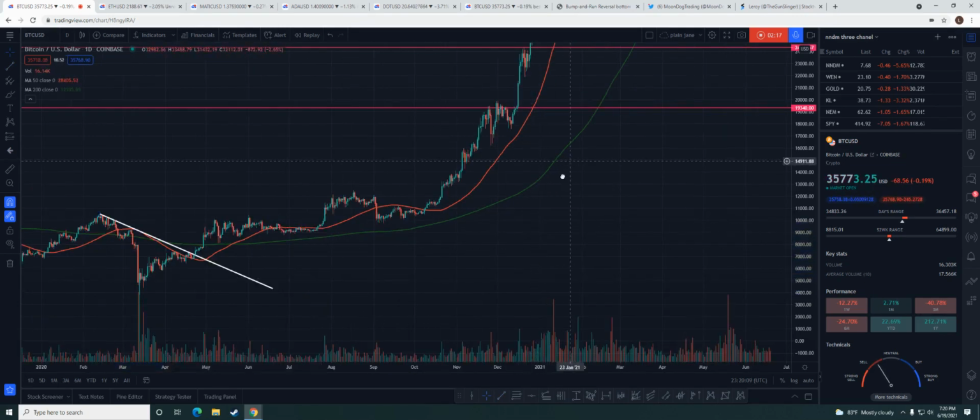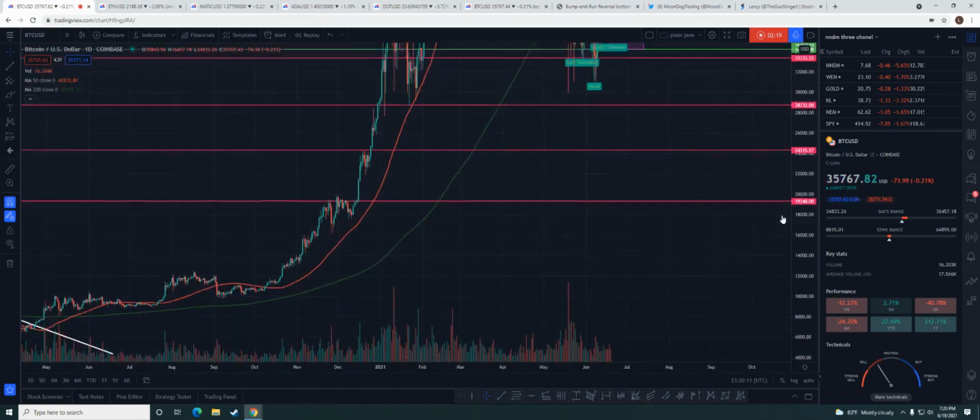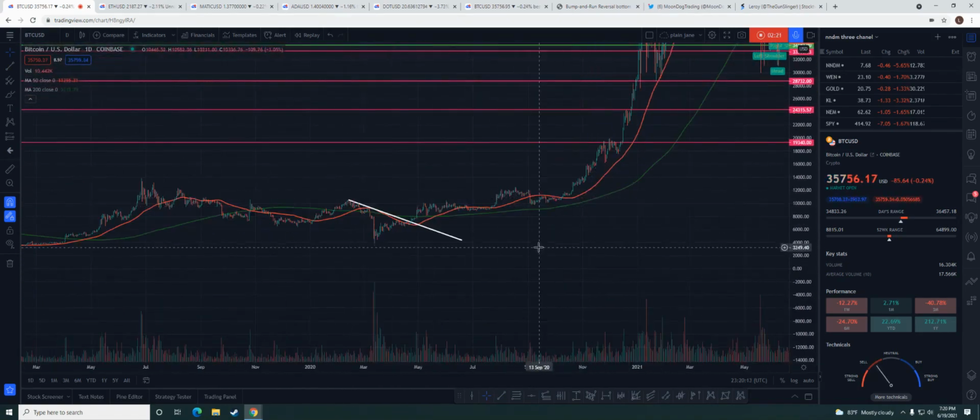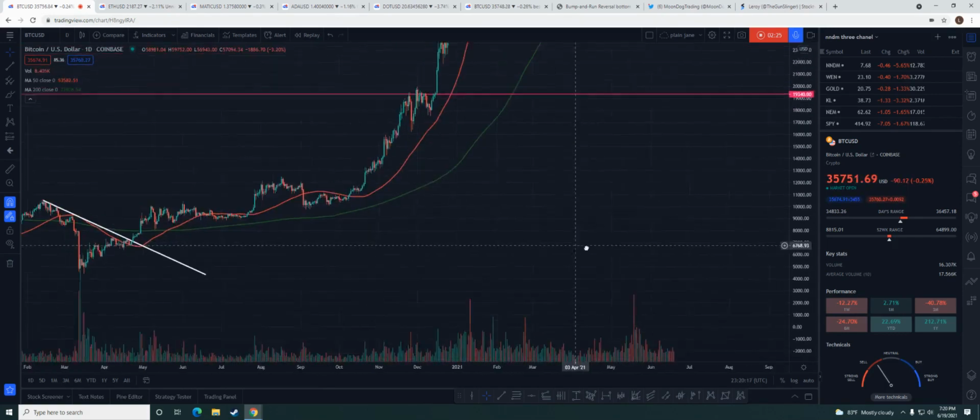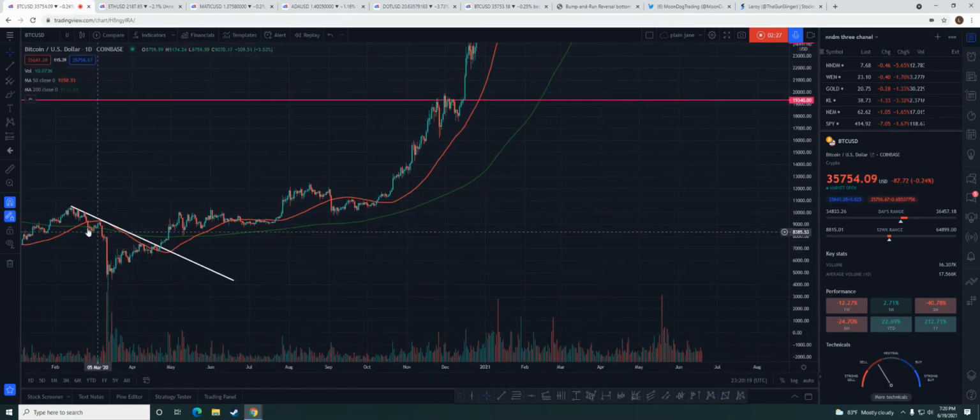Now, if we zoom back down and do this again, where's another bump and run? Because this happened at 10,000. We had the March dump that actually wicked down to about 3,000, then came back up. But we had the two touches. Then when we broke this, that was the bump and run. That was our reversal signal. The reversal was right there.